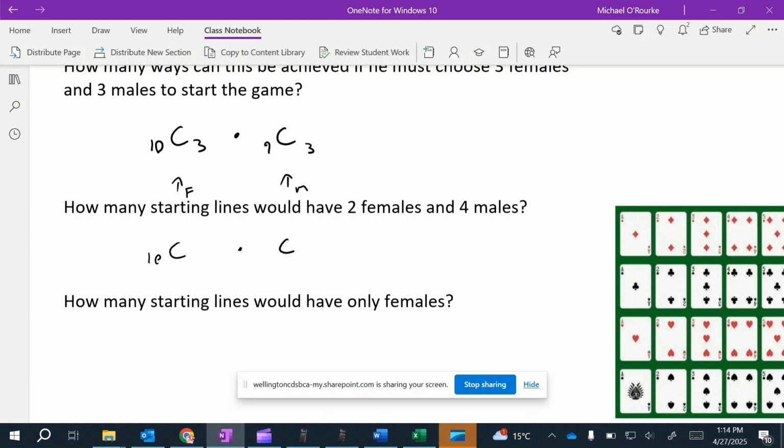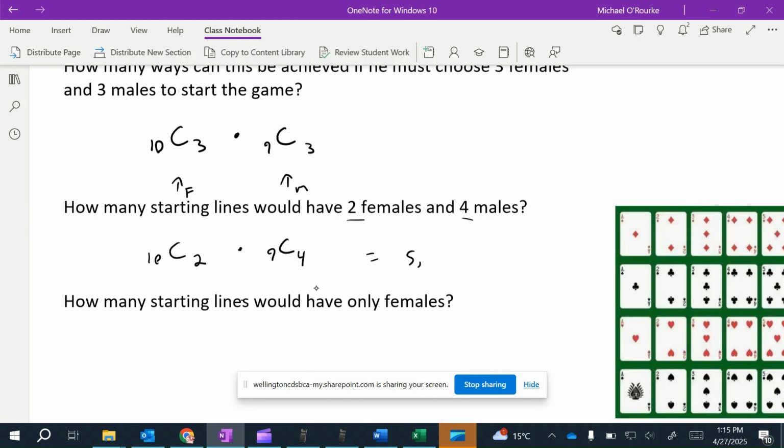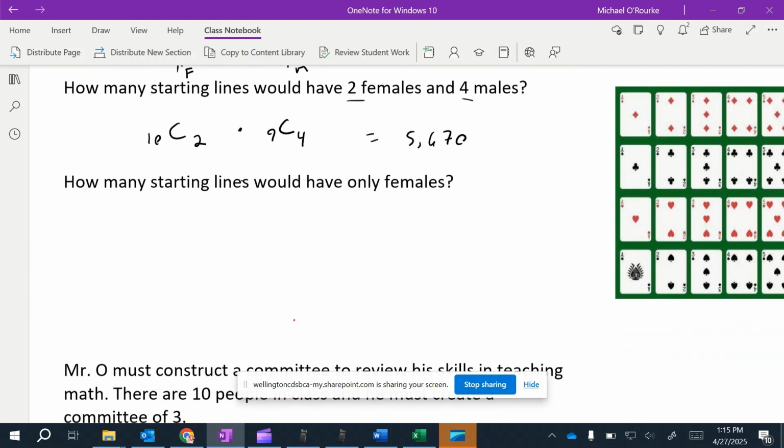So I have 10, and I want 2 females to start, and I have 9 males, and I want 4 to start. If we were doing that, it'd be 10 C2 times 9 C4, which is 5,670. Now, how many of the starting lines will have only females?